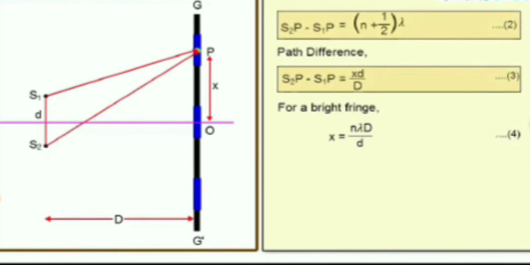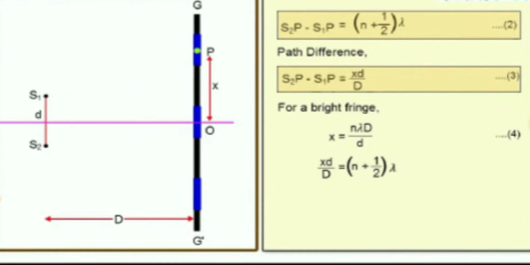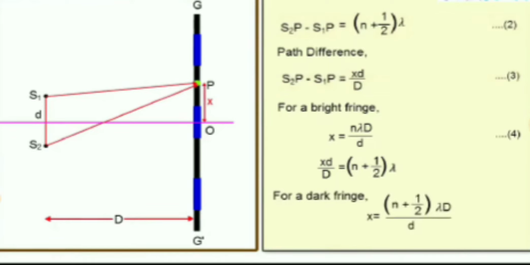From equations 2 and 3, if x d by D is equal to (n plus half) into lambda, then at point P, we will have a dark fringe. That is, for a dark fringe, x is equal to (n plus half) lambda into D by d. Let us label this as equation 5. Here, n is equal to 0, or plus or minus 1, or plus or minus 2, and so on.